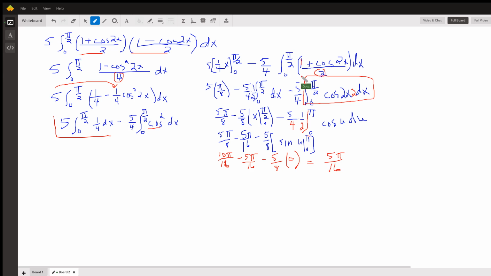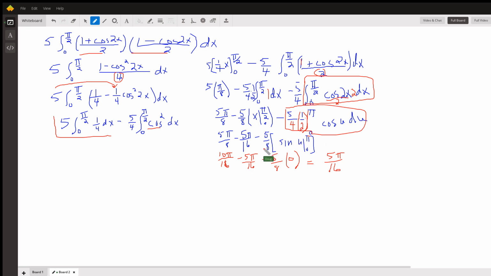0 to pi over 2, this will just be a 1 dx, because I moved the 1/2 out front, minus 5/4 of the definite integral from 0 to pi over 2 of the cosine of 2x. Oh, I forgot the 2 here. That's what I meant. I got a little careless here. So I moved that out front. And then you have to use U-substitution. Okay, so I picture putting a 2 out here, so I actually have to put another 1/2 out.